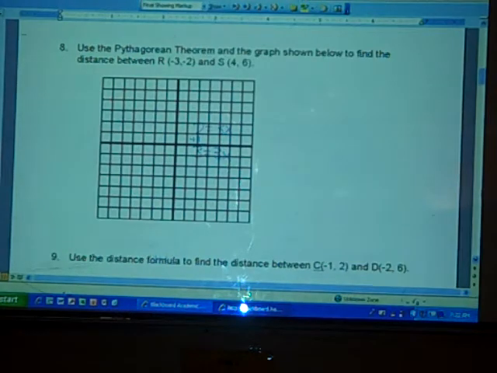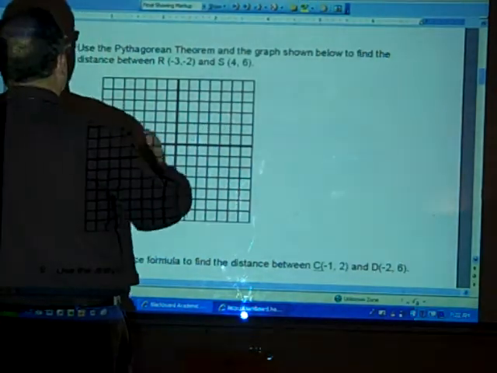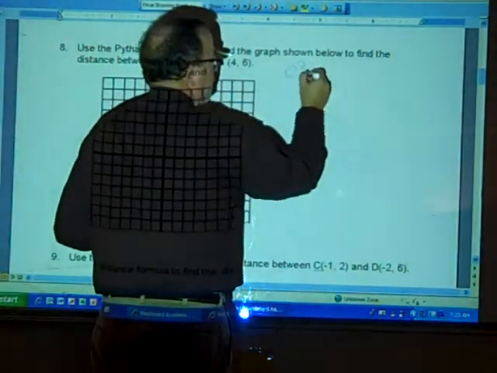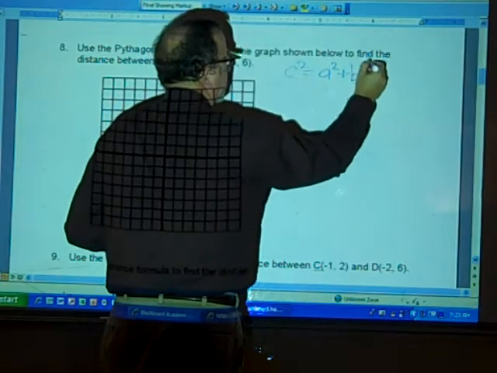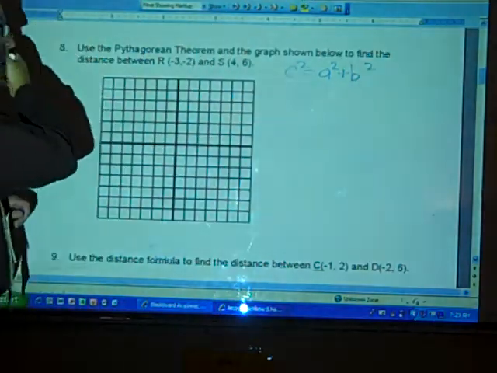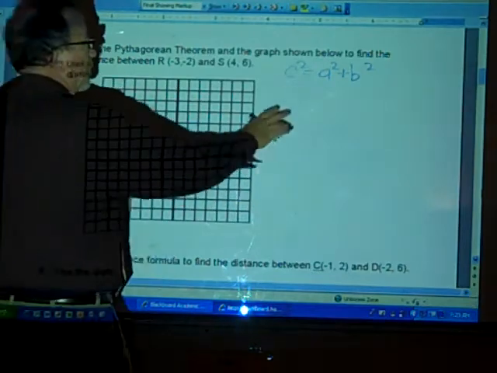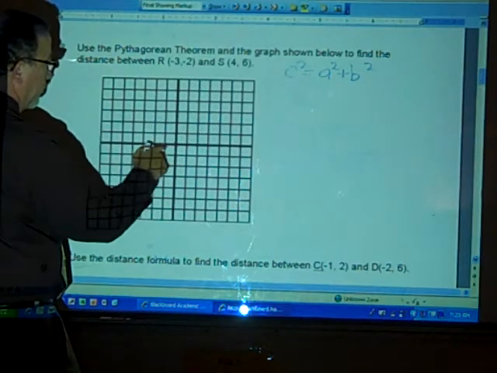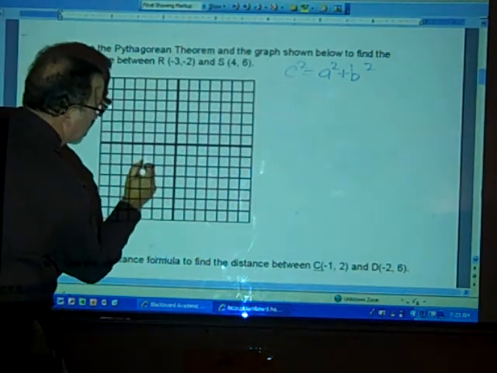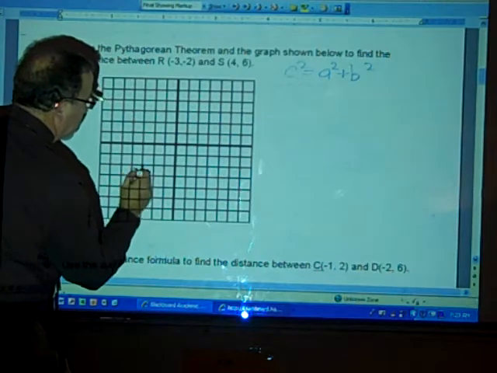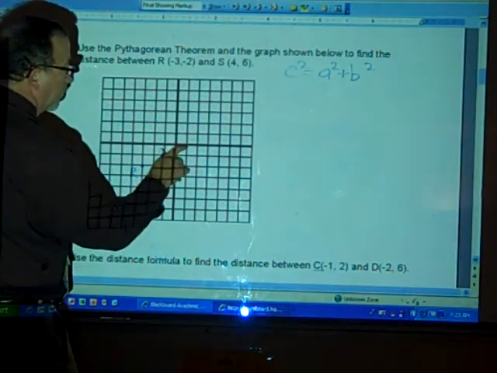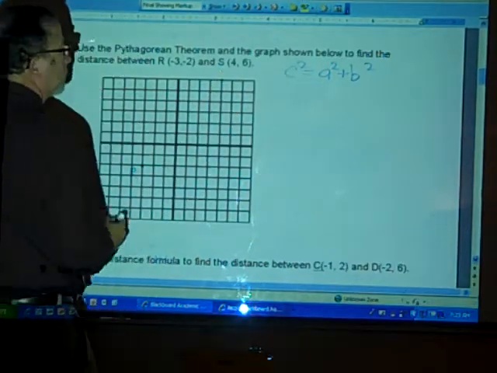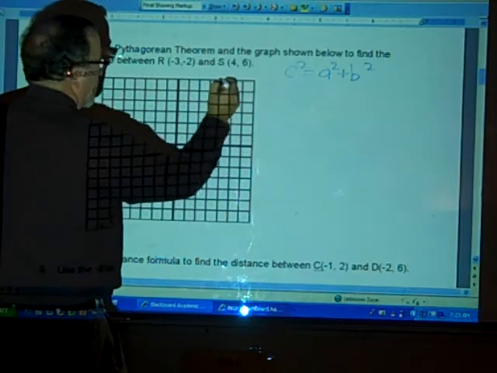Number 8 says use Pythagorean theorem and the graph to find the distance between R and S. So Pythagorean theorem, c squared equals a squared plus b squared. C is going to be the long side. For the Pythagorean theorem, we need a right triangle. So let's plot the points. R is at -3, 2. S is at 4, 6. Okay. And we want to find that distance.